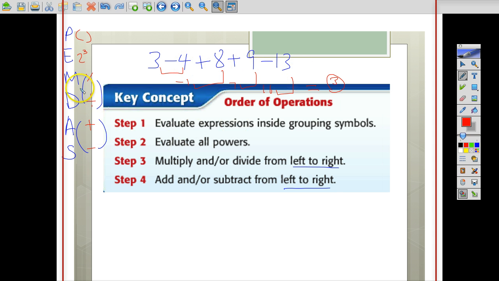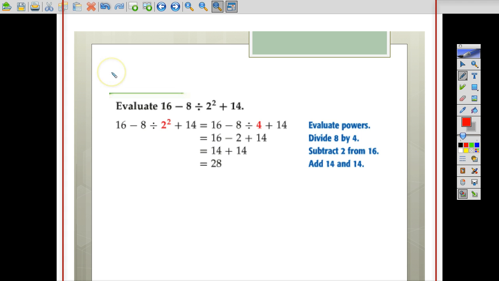Same goes for multiplying and dividing. When you have a problem and you're down to just multiplying and dividing, you're going to go from left to right. All right, so here's another example. Evaluate. Evaluate means solve it.